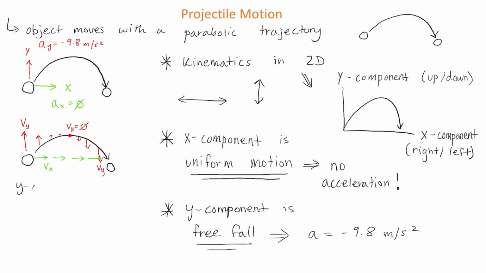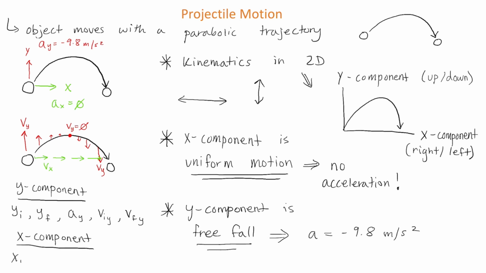Let's take a moment to look at all the variables we have for the y component and x component. Starting with the y component, we have yi, the initial position of the object along the y-axis, yf, the final position of the object along the y-axis, and we have ay, which is the acceleration in the y component, and we know this is always equal to negative 9.8 meters per second squared, and we have viy, which would be the initial velocity in the y component, and we have vfy, which would be the final velocity in the y component.